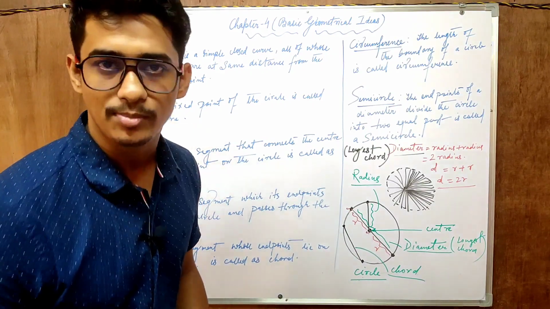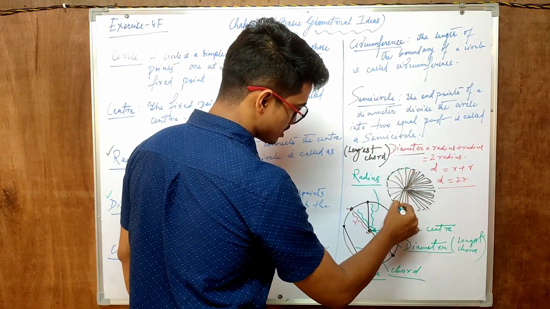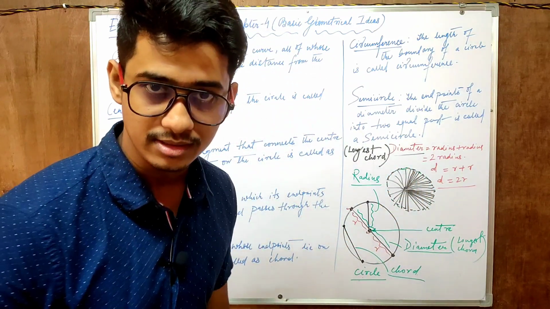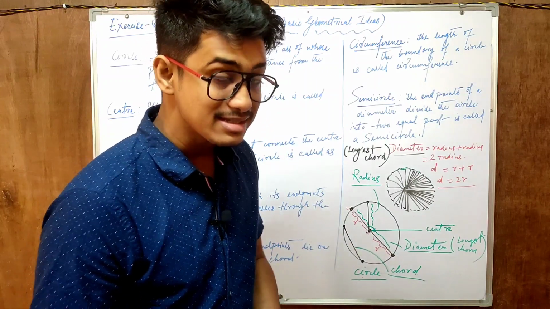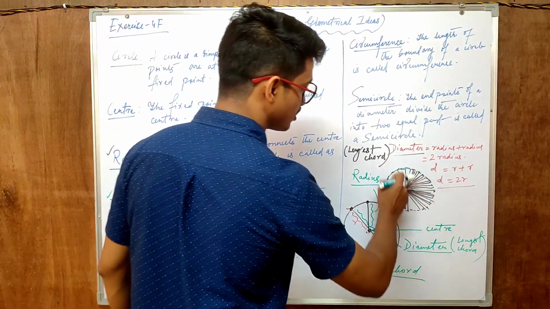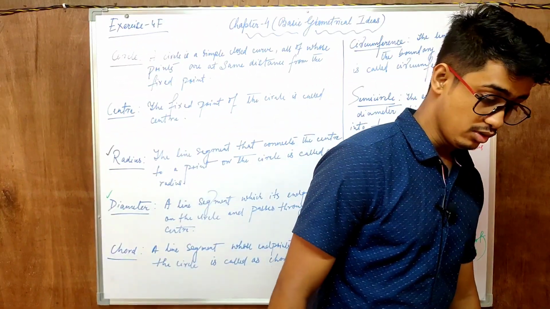So what do you mean by the boundary of a circle? This is the boundary which is being created. This boundary has some length. So this length is nothing but called the circumference. This length is called the circumference. Is it clear to all of you?